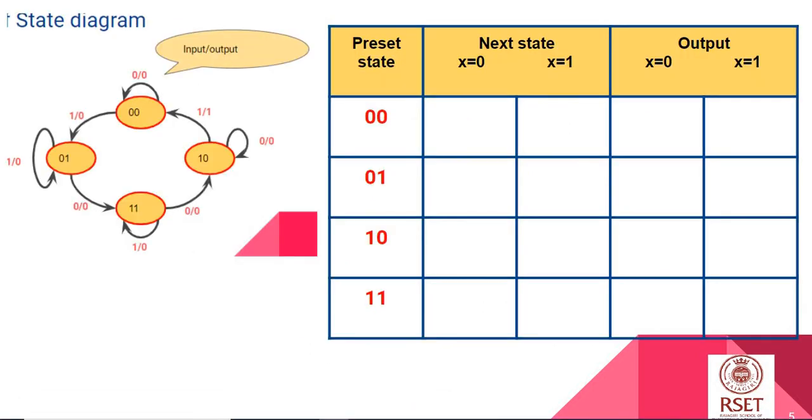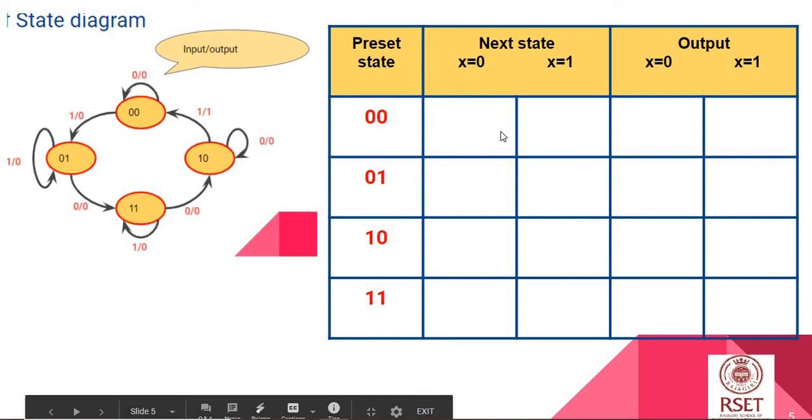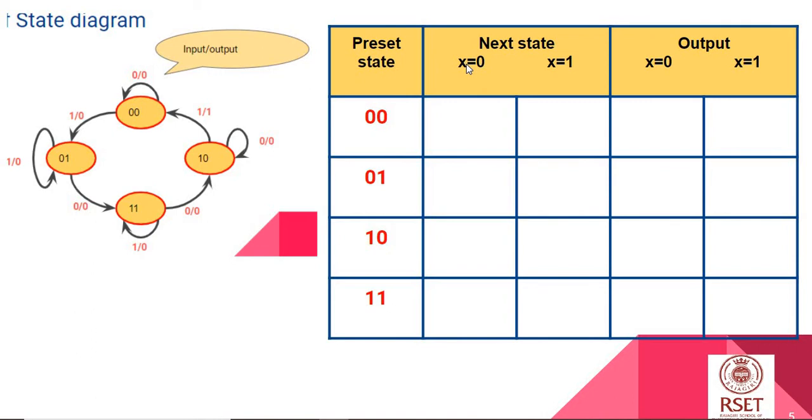The same information we can represent in a state table. In the state table, we have the present state, the next state when our input is 0 and when our input is 1, and the corresponding output when input is 0 and input is 1. When we are at the present state of 0,0 and we give an input of 0, we go to 0,0 and our output is 0. While when we give an input of 1, we reach the state 0,1 and our output is 0. So this can be written in the table as such. Similarly, for all the other states, we can complete our state table.